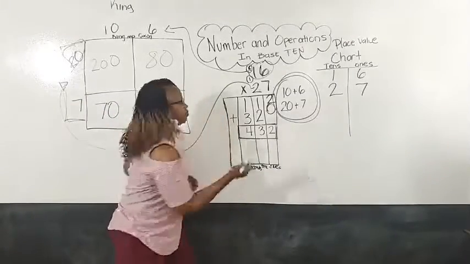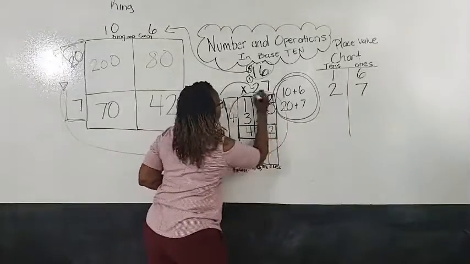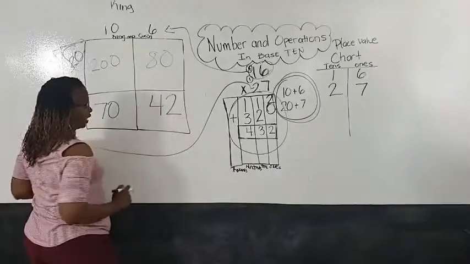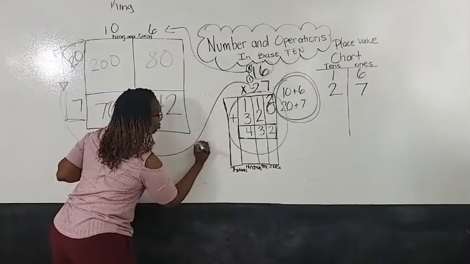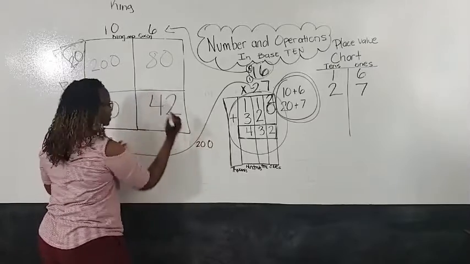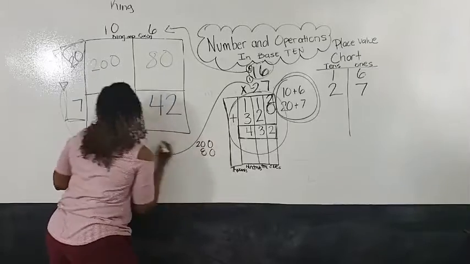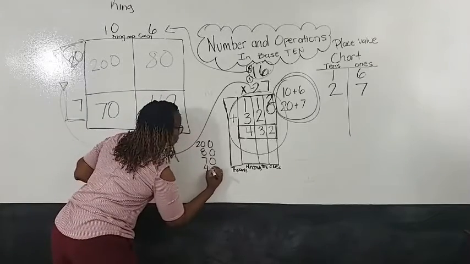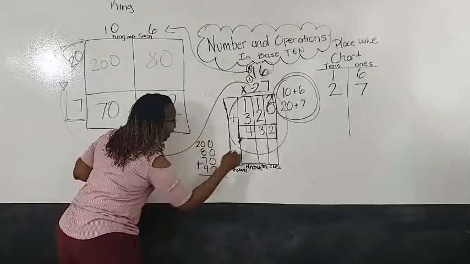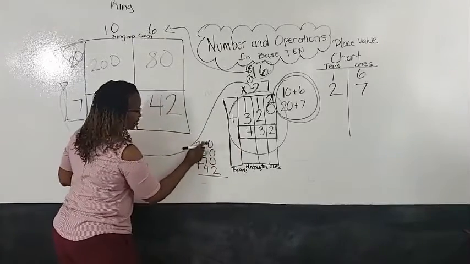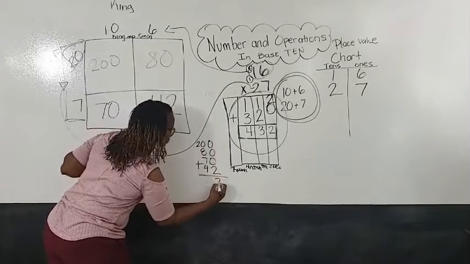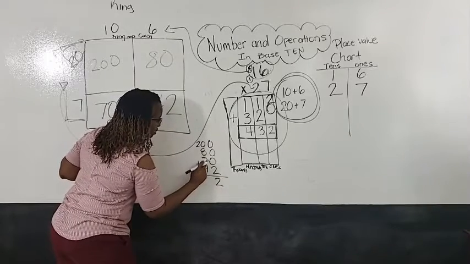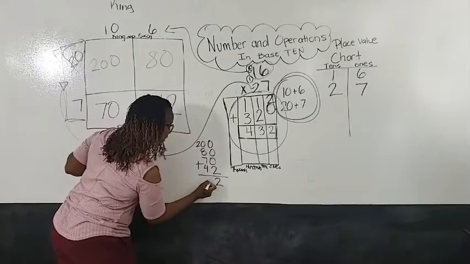So the same way that I took these numbers and I added them together, I'm going to take these numbers and add them together. So now I have 200 plus 80 plus 70 plus 42. Okay, looking familiar, right? I added here, I'm adding here. So I have 0 plus 0 plus 0 plus 2. 0 plus 8 is 8. 8 plus 7 is 15. 15 plus 4 is 19.